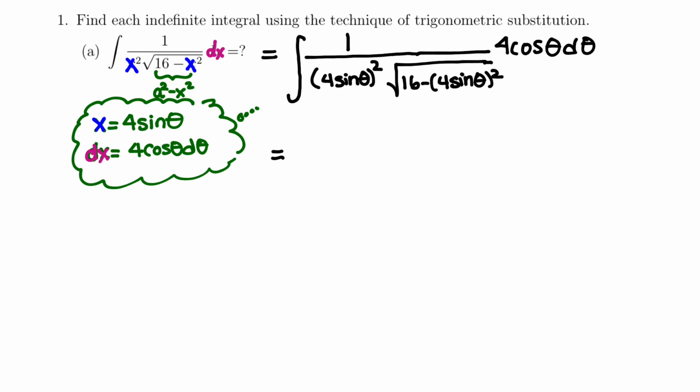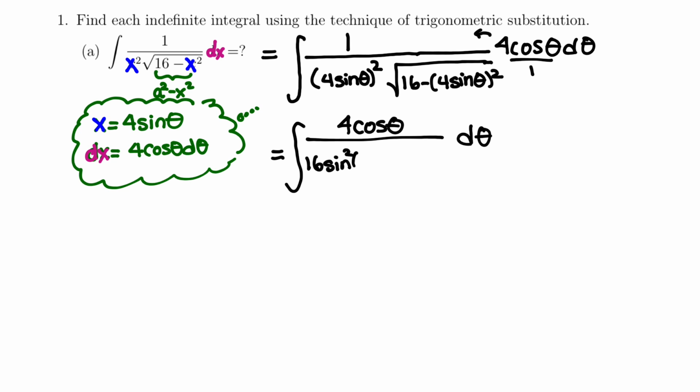But now, what do we do? We need to simplify underneath this square root. And in fact, 4 sine theta all squared is just 16 sine squared theta. So let me just write it out like that. And I'm also going to put the 4 cosine theta d theta, well, the 4 cosine theta, on the top, because it might get to cancel with things. So I'm just going to put it right on top. So I have 16 sine squared theta. You guys all get that, right? And then underneath you have 16 minus 16 sine squared theta.